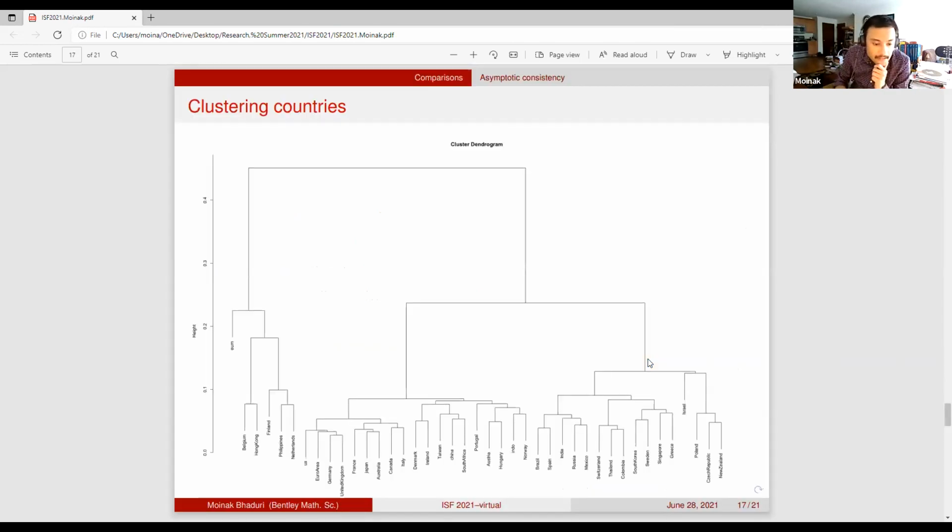Or you could cluster countries too. You could put countries with similar change point behaviors on branches of a tree. So you can transfer statistical inference from one leaf to another leaf, from one country to another country. There could be some kind of correlations there too, okay?